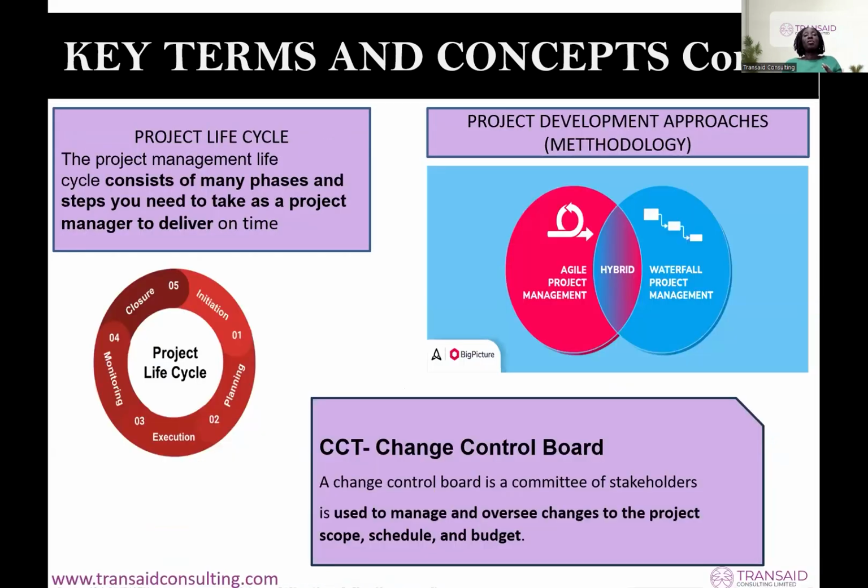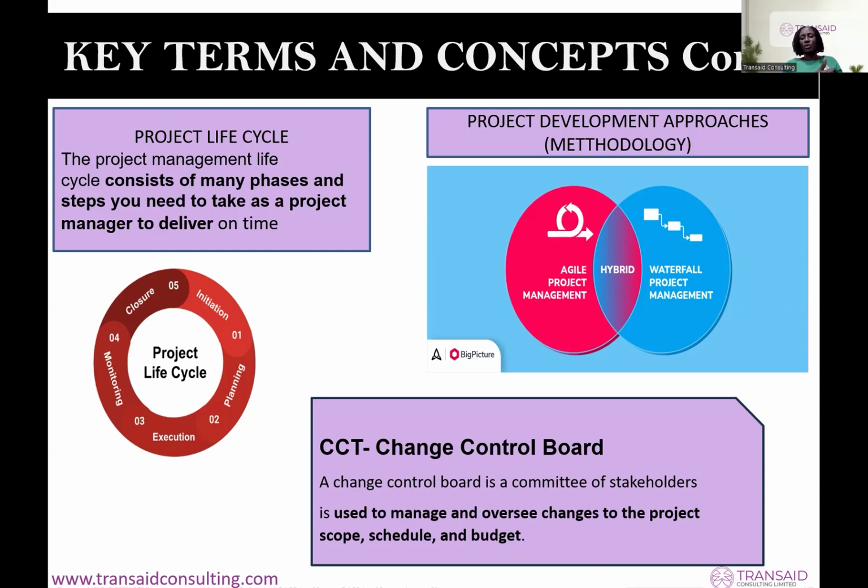So we have the project life cycle. The project life cycle consists of many phases and steps you need to take as a project manager to deliver on time. In traditional project management, you have 5 phases: initiation, planning, execution, monitoring and controlling, and then the closure of the project. We have project development approaches, methodologies. I have said that before. We have agile, hybrid, and waterfall, which is also known as the traditional or predictive. We have the change control board.